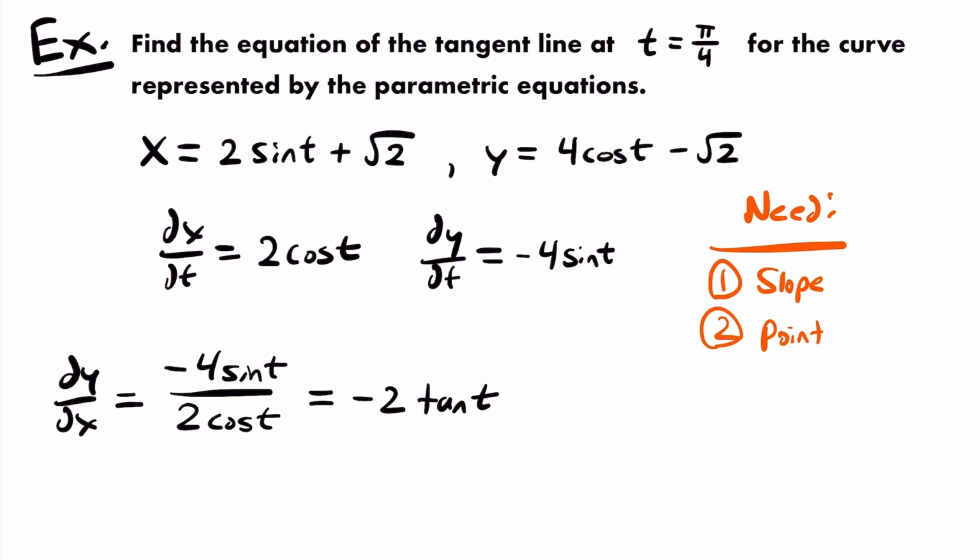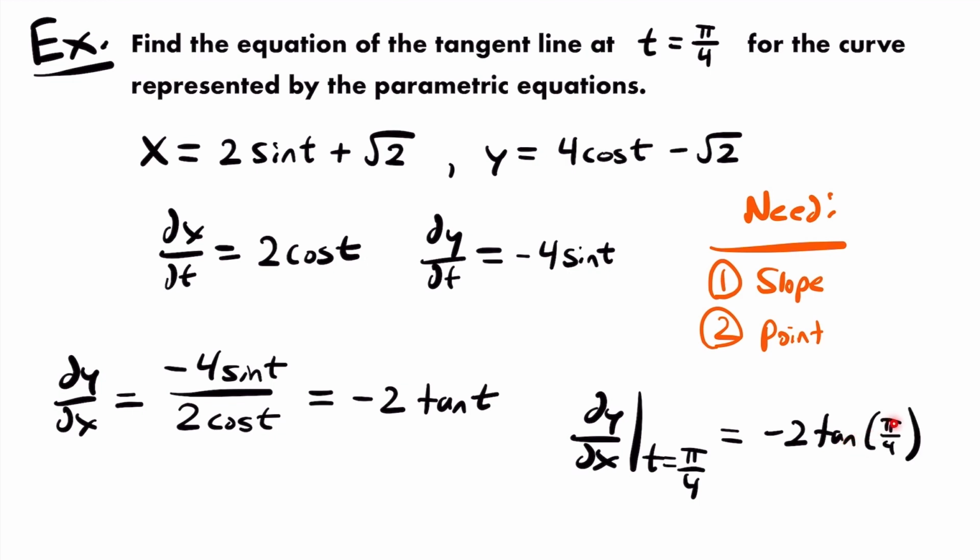Now what we want to do is evaluate this derivative at our value of t, where we want to find the equation of the tangent line. So what we're going to do is plug in pi divided by 4 into this derivative. All right, so what we'll have is dy dx evaluated at t equals pi divided by 4, and that will be equal to negative 2 times tangent of pi divided by 4.